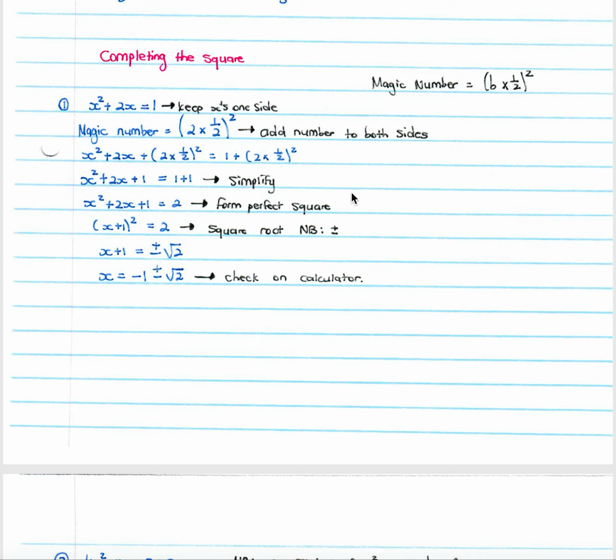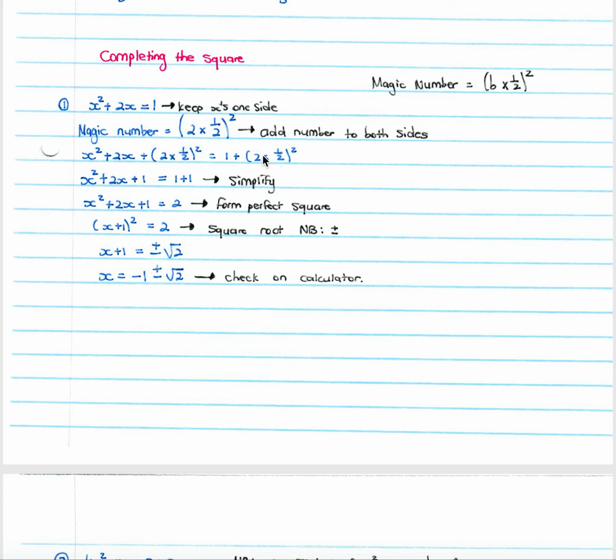Next, you are going to need a magic number. We refer to it as the magic number because this is what helps us complete the square. That magic number is b times a half, all squared. In this case, b is the coefficient of your x value, which is 2, times a half, squared, which comes out to be 1. Then you add your magic number to both sides.